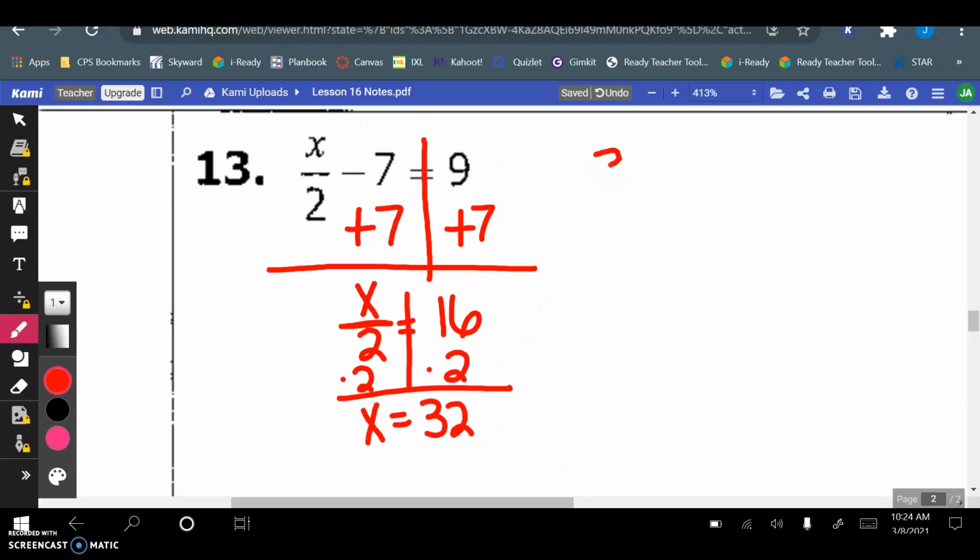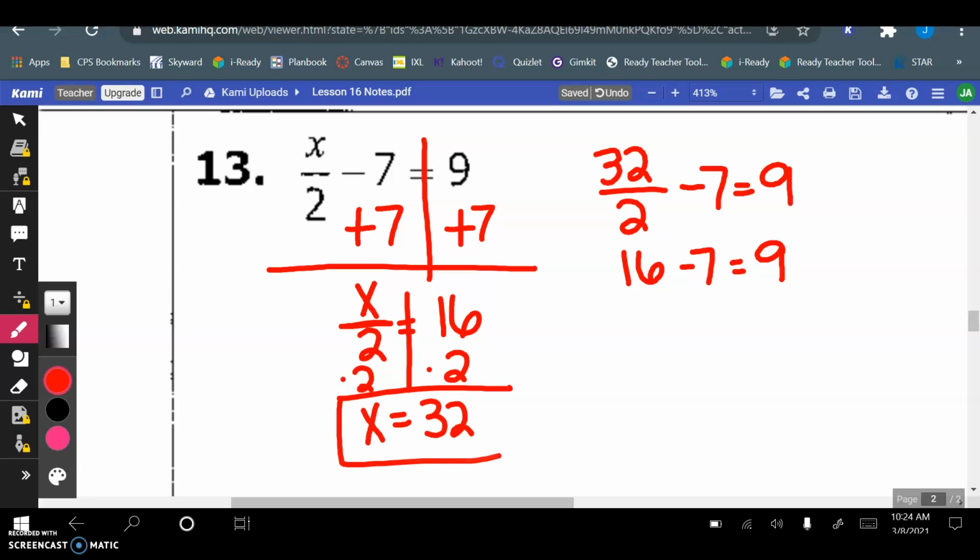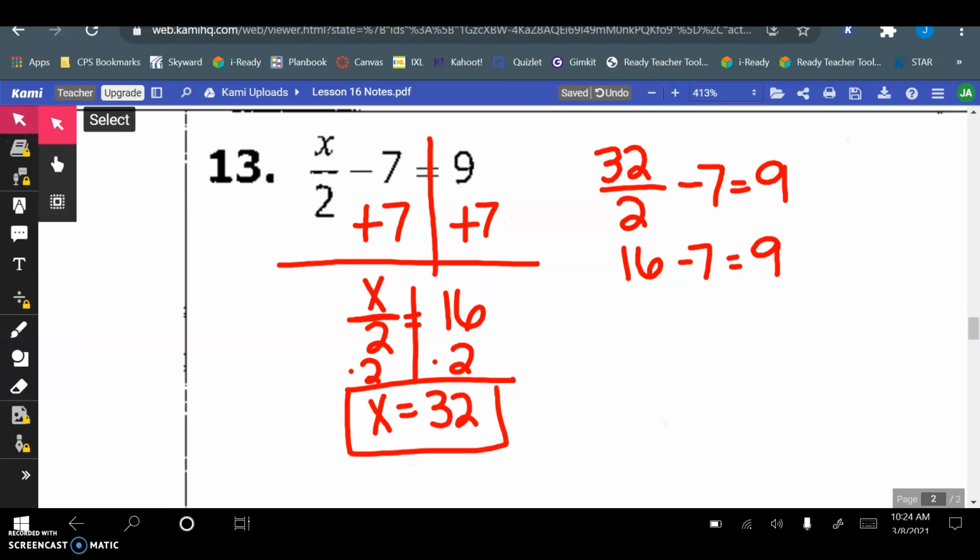And then to plug that back in to check, if we take 32 divided by 2 minus 7, we should get 9. So 32 divided by 2 is 16, and 16 minus 7 is 9. So then we know our answer is correct.